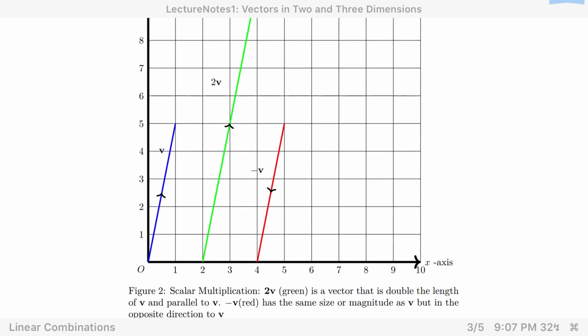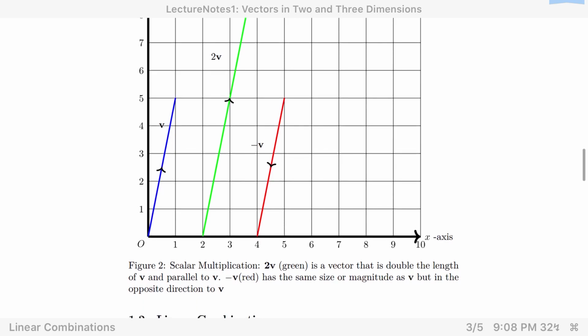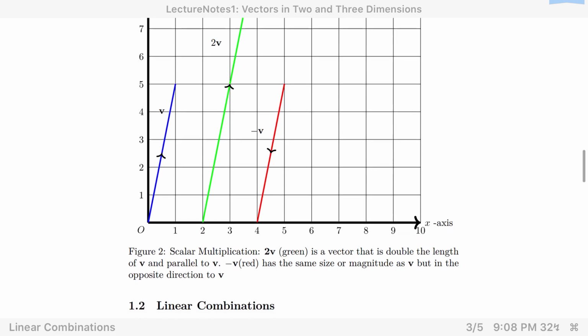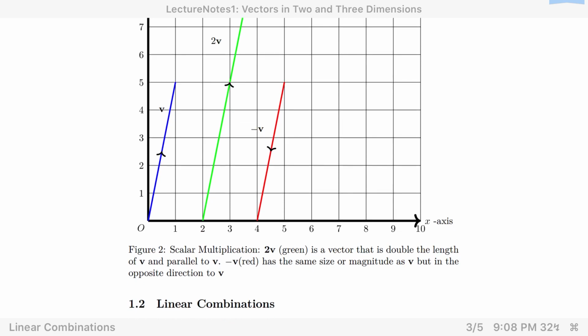Now what happens if c is less than 0? You have a vector that points in the opposite direction. A scalar constant that is negative is going to reverse the direction of the vector. Now, because c is negative 1, you get a vector that has the same size. However, the red vector here is the same size, but it points in the opposite direction to v.